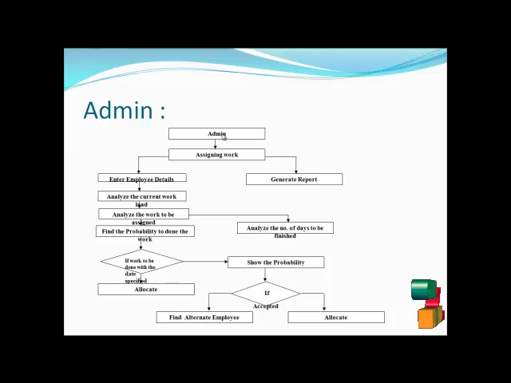This is the flow for the admin. The admin will assign the work and enter the employee detail, analyze the current work, analyze the work assigned to the employee, find the probability for the employee, and allocate the work. He will also generate a report, analyze the days to be finished and view the probability.